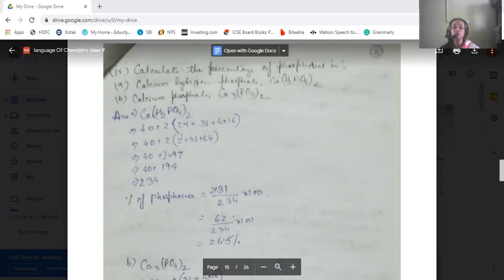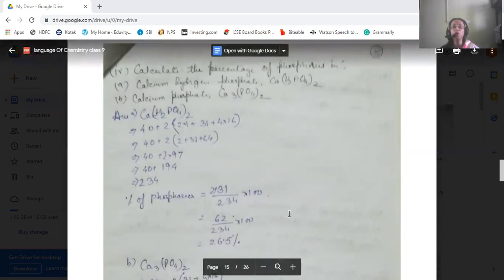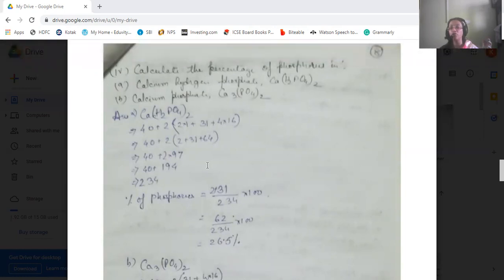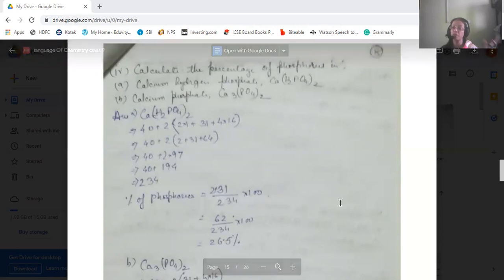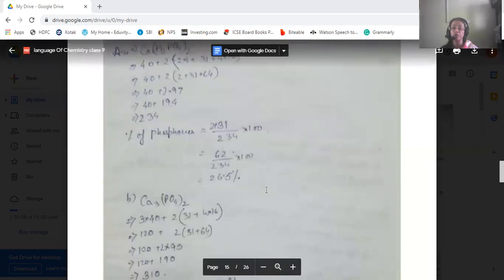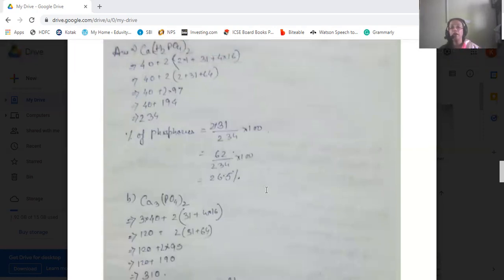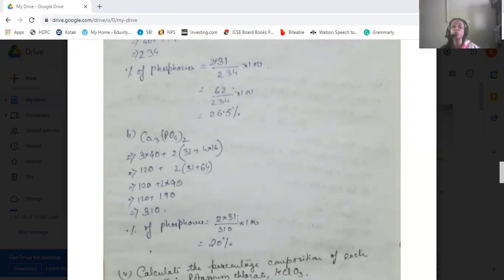This is 2 into 31. The weight of phosphorus which is present in calcium hydrogen phosphate is 2 into 31, and the total weight is 234 into 100%. Same formula, weight of phosphorus by the total weight of calcium hydrogen phosphate into 100%. So that makes 26.5%. Then calcium phosphate, again we need to find out the total weight of the calcium phosphate, and the phosphorus which is present is 2 into 31 again here, and that divided by the total weight of calcium phosphate into 100%, that's 20%.